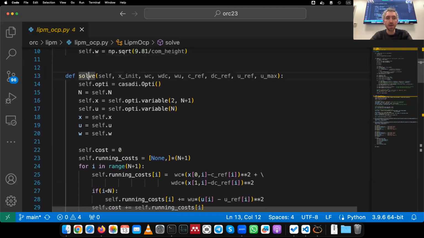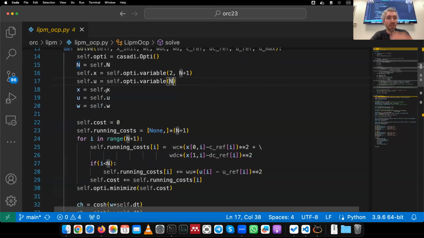And then in the solve method, we use the Casadi library, which is a library for doing optimal control and numerical optimization to define an optimization problem. So first, we create the variables of the problem, which are the state trajectory and the control trajectory. So the state trajectory is a trajectory with n plus 1 variables, each variable of size 2. So it's basically a matrix of like 2 times n plus 1. The control is the COP, which is a scalar. And so we just have n variables.